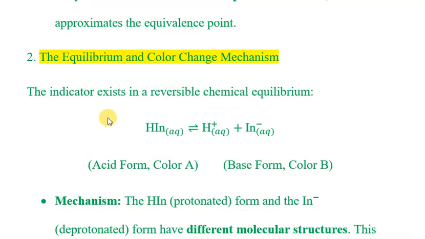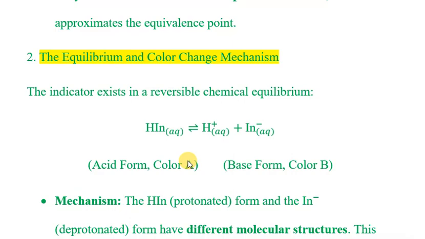Indicators show different colors in different environments. For example, suppose it is phenolphthalein, that is a weak acid. In acidic solution, an acidic indicator doesn't show any color; it remains transparent. For example, if we drop phenolphthalein in an acidic solution, it shows no color.